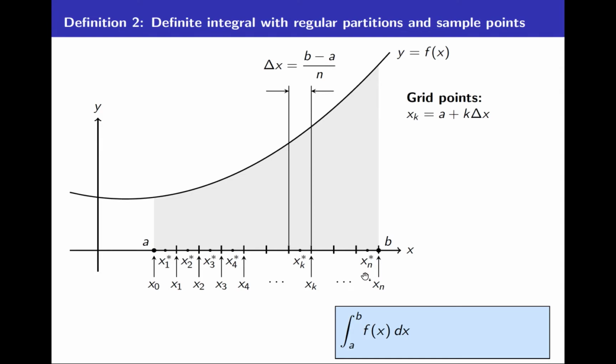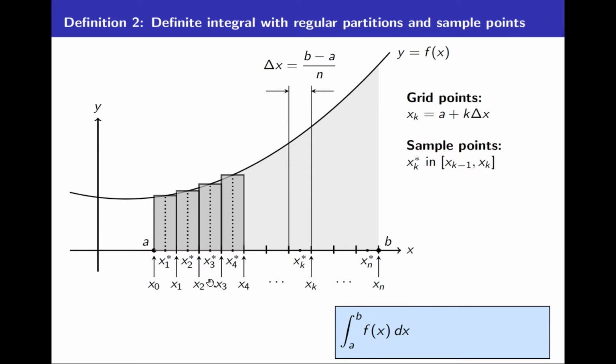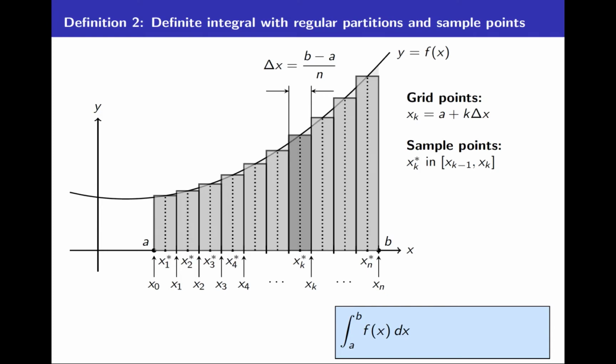Now, in making the rectangles, we're not going to take f of x sub k to get the height. We're going to take f of the sample point. So we have a sample point in each subinterval. And for, let's say, the first sample point, we take f of that. We get the height of the rectangle, and there's our rectangle. Then we take f of x sub 2 star, and that gives the height of the second rectangle. F of x sub 3 star, f of x sub 4 star. This is how we get our rectangle heights, all the way down the line.